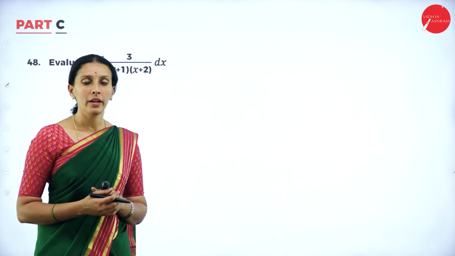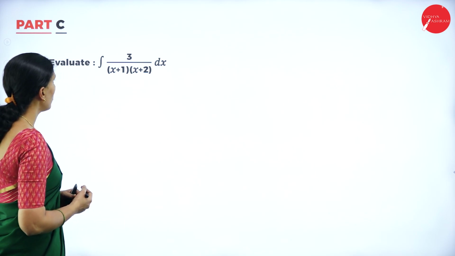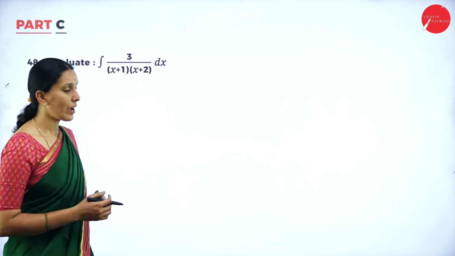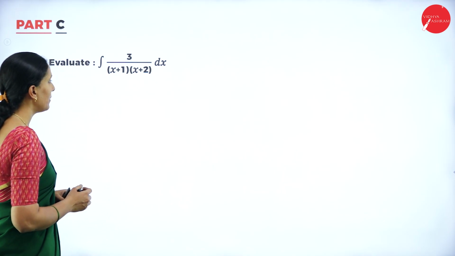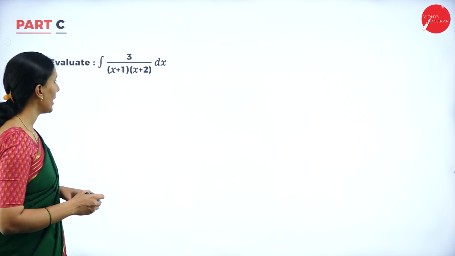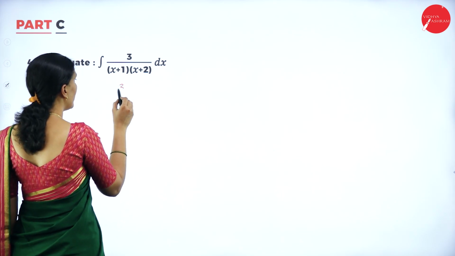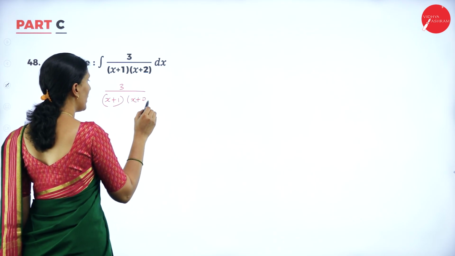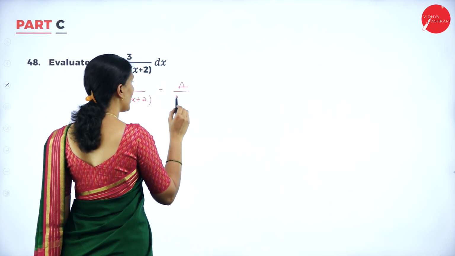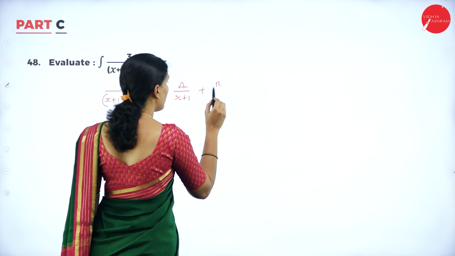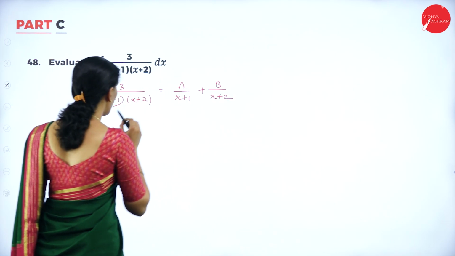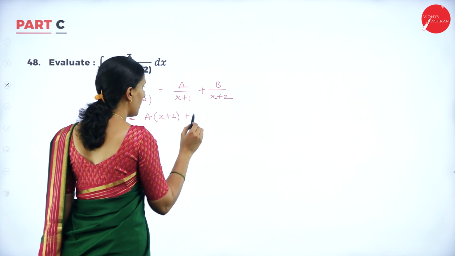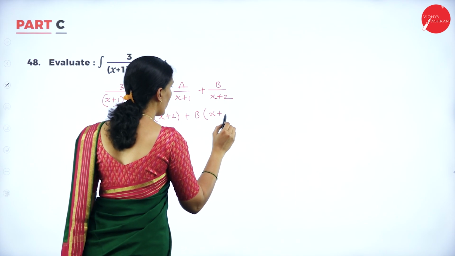Next we have one more integral. So integral of 3 divided by x plus 1, x plus 2. So it's an integration by partial fractions now. So let us split them into partial fractions and then we will integrate it. So let me write 3 divided by x plus 1, x plus 2 as a by x plus 1 plus b by x plus 2. So we will get 3 is equal to a into x plus 2 plus b into x plus 1.